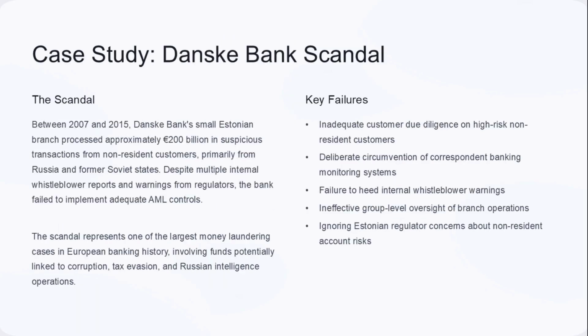The Danske Bank scandal is a prominent example of money laundering in Europe. Between 2007 and 2015, approximately $200 billion in suspicious transactions flowed through its Estonian branch. Key failures included inadequate customer due diligence, deliberate circumvention of banking controls, and ignoring internal whistleblower reports. This scandal highlights the importance of robust AML controls and the risks of non-resident account operations.